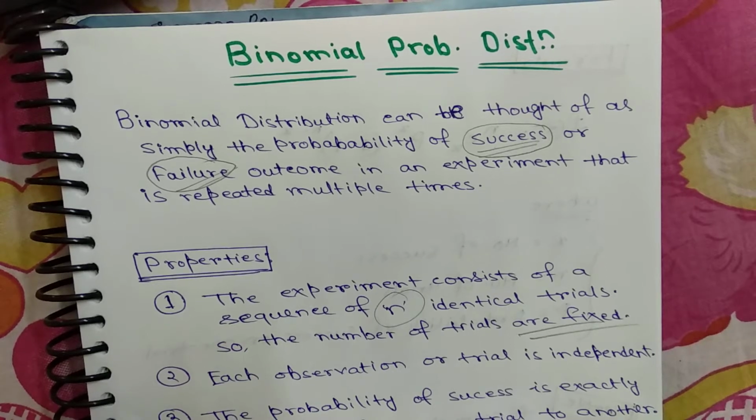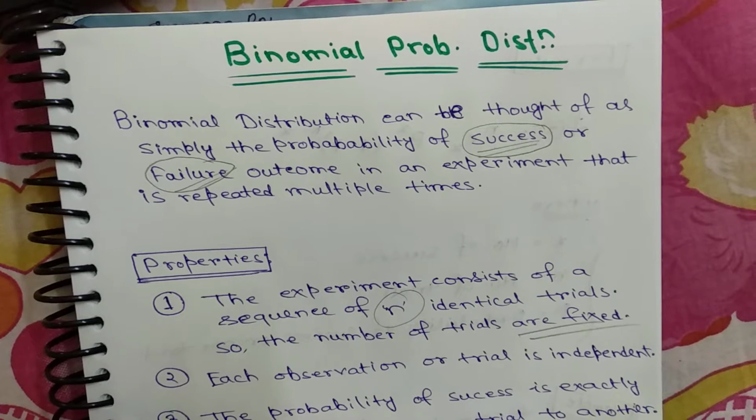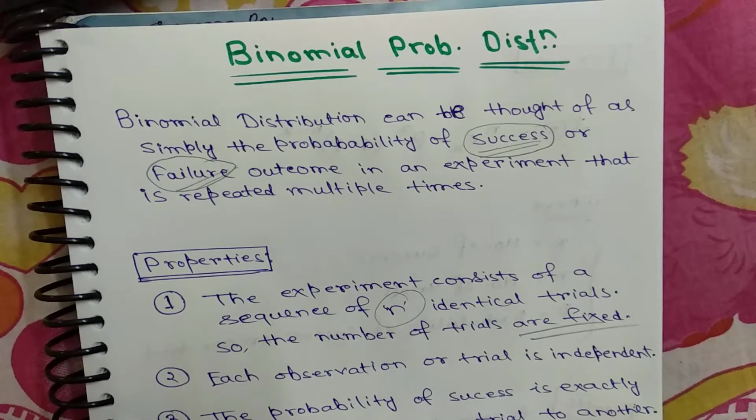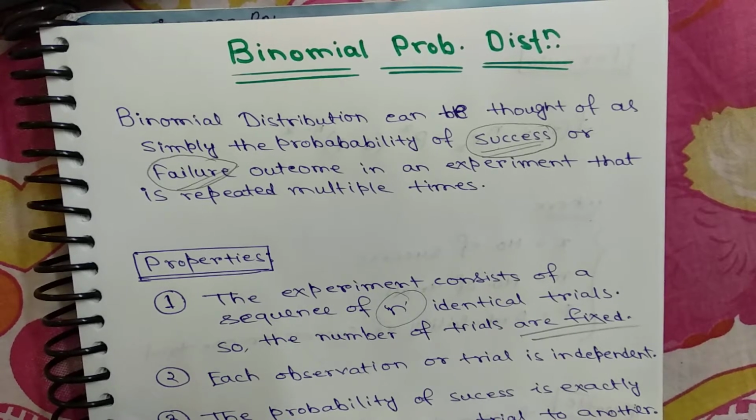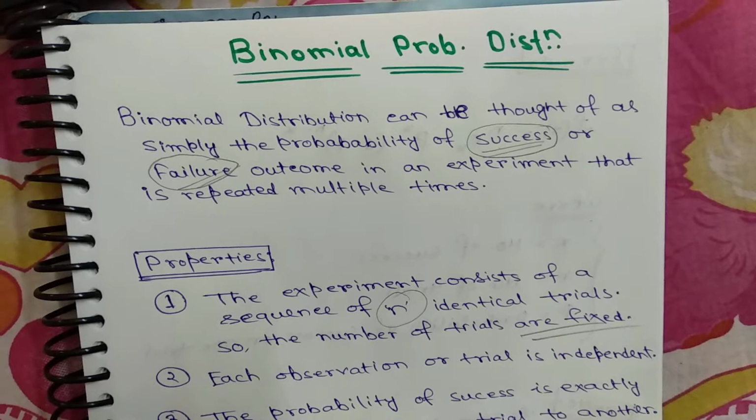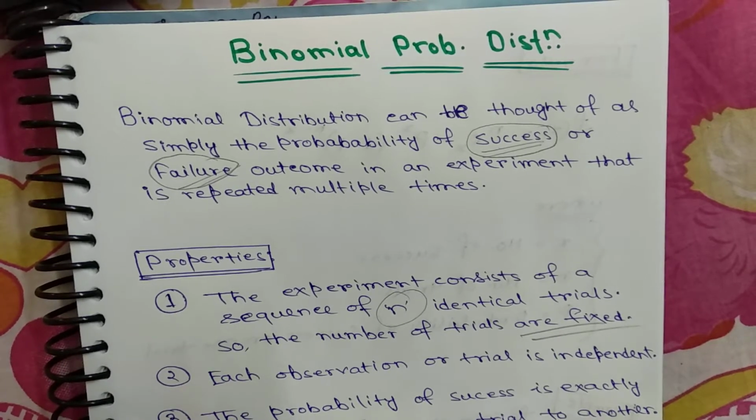Let's talk about binomial probability distribution. Binomial distribution can be thought of as simply the probability of a success or failure outcome in an experiment that is repeated multiple times. So here is a chance of two possible outcomes in binomial probability distribution. Those are success or failure.